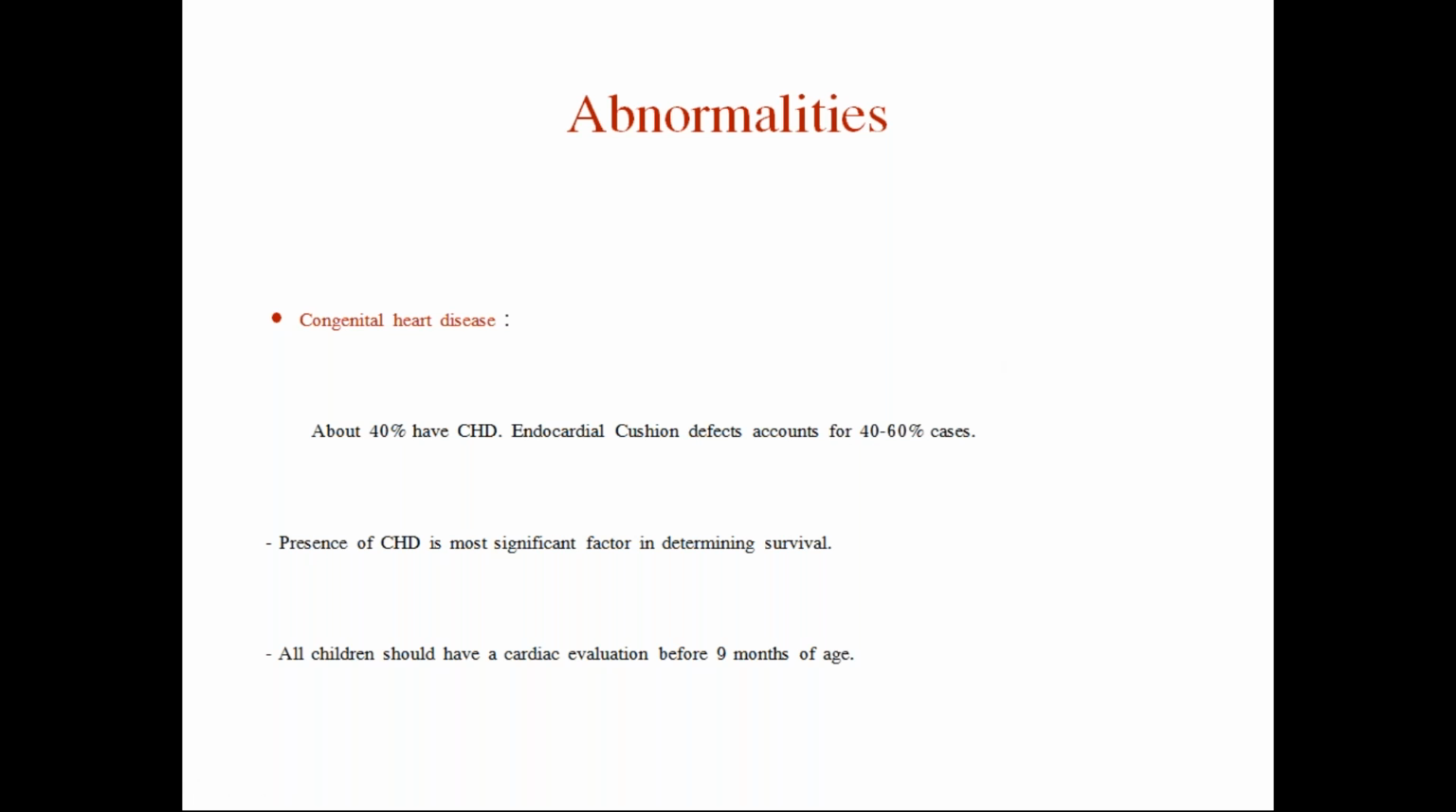Coming to the congenital heart diseases, about 40% of the children have congenital heart diseases. Endocardial cushion defects are more common, and these are seen in 40 to 60% of cases. Presence of congenital heart disease is the most significant factor in determining the survival. All children should have a cardiac evaluation before 9 months of age. So any suspected Down syndrome, you should take a 2D echo, even if there are no murmurs and there are no clinical features. You should go for a 2D echo.